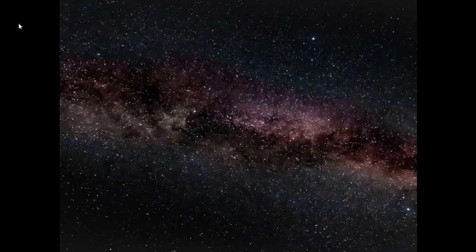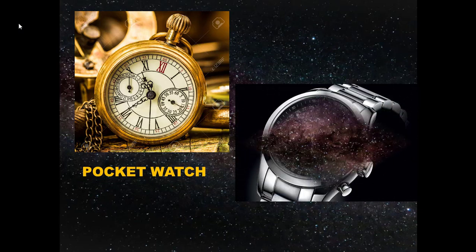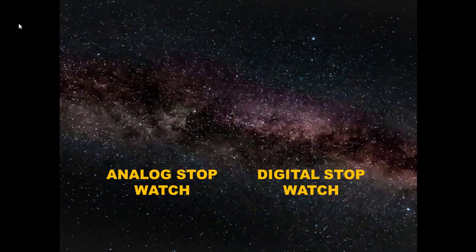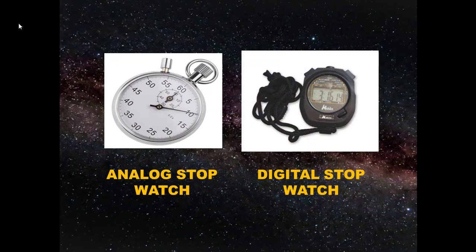Next is the pocket watch. A watch that is made to be carried in a pocket. It has no wrist strap. Wristwatch. It has a wrist strap which enables us to wear it on our wrist. Next is the stopwatch. It is a handheld timepiece designed to measure the amount of time that elapses between its activation and deactivation. It is of four types: analog, digital, manual and fully automatic.